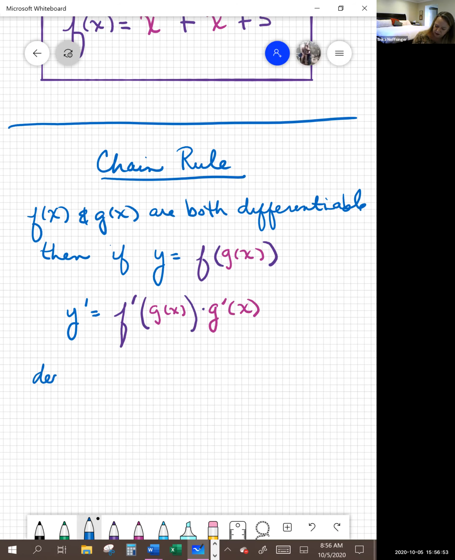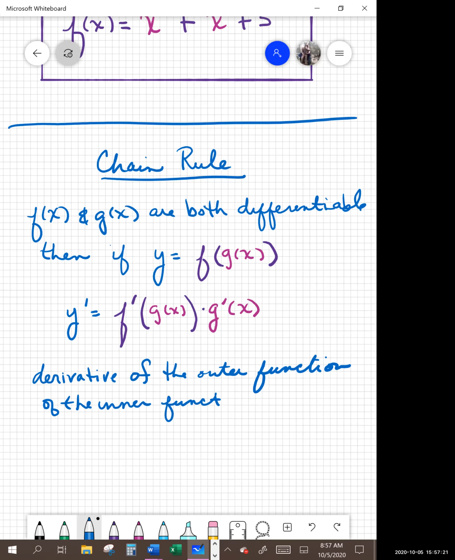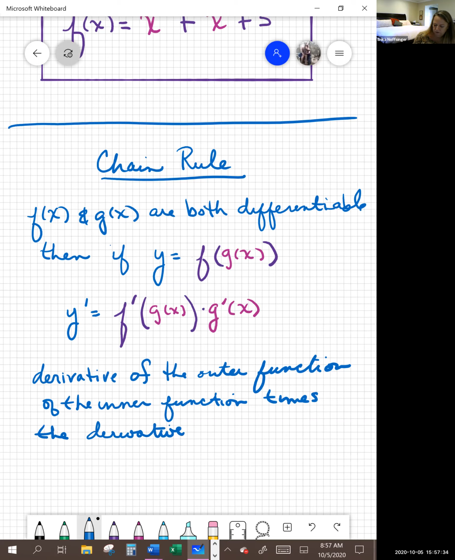So the derivative of the outer function, evaluated at the inner function, times the derivative of the inner function.